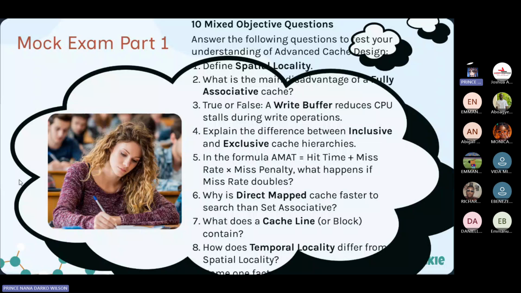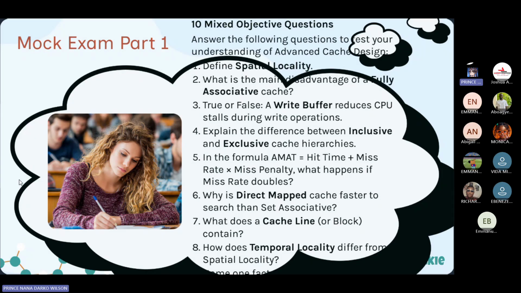Yes, Mr. Ebenezer. I think it takes only one direction. So since it goes in only one direction, we don't need to search much, right? Yes, there's no searching. Exactly. That's the exact reason.